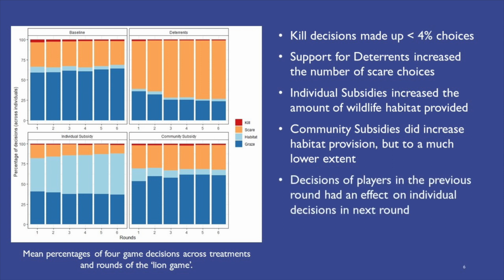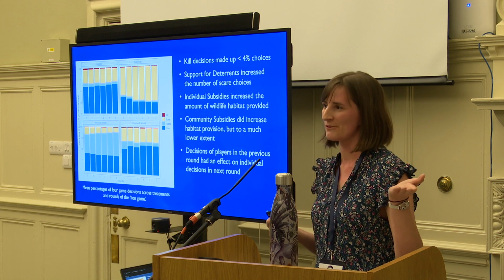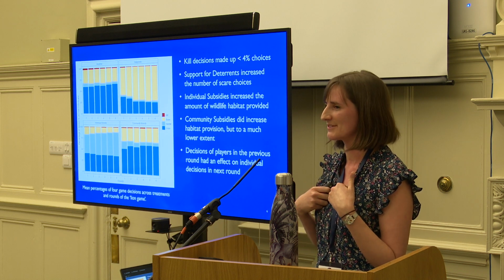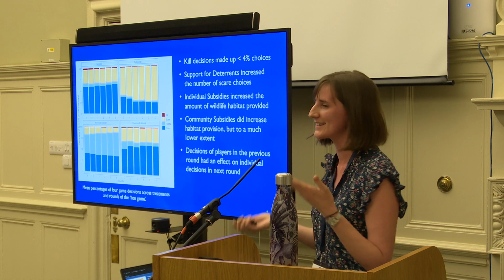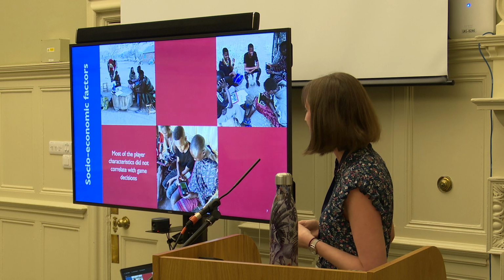We also found that decisions of players in the previous round affected decisions in the current round. So the total number of squares of habitat that other players provided, if they all provided a lot, you were more likely to provide habitat in your next round. So basically they were copying each other. They were taking cues from each other.